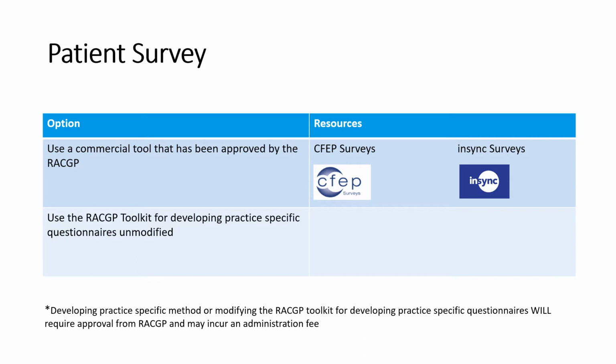Developing an RACGP approved practice-specific questionnaire. Your practice can develop a practice-specific questionnaire that will need to be approved by the RACGP, or you can purchase one of several on the market, which addresses generic questions for patients to answer. The benefits of a practice survey. Developing a practice survey will enable you to ask questions specific to your patients, your practice, and your GPs. This will give you direct insight into the feedback.